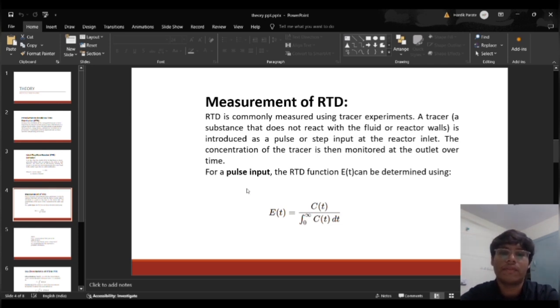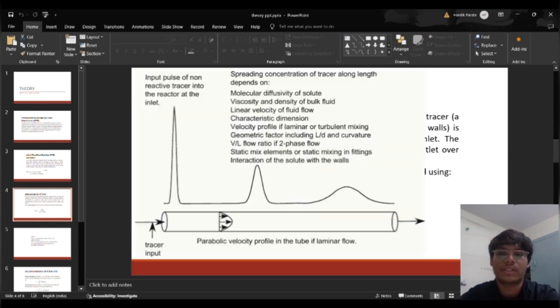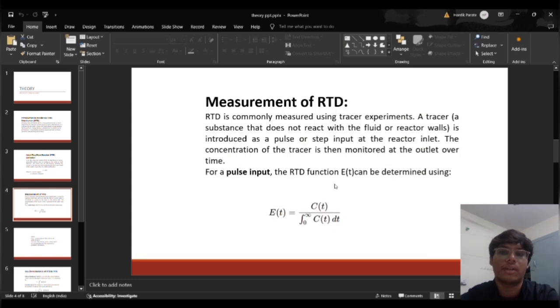So now let's visualize this. For an ideal PFR, if you inject a pulse of tracer at time 0, you would detect a sharp spike exactly at time tau at the outlet, because all the fluid elements spend the same amount of time inside the reactor. But for a real reactor, the sharp spike turns into a broader curve. The curve tells us that some molecules exited early while others took a bit longer.